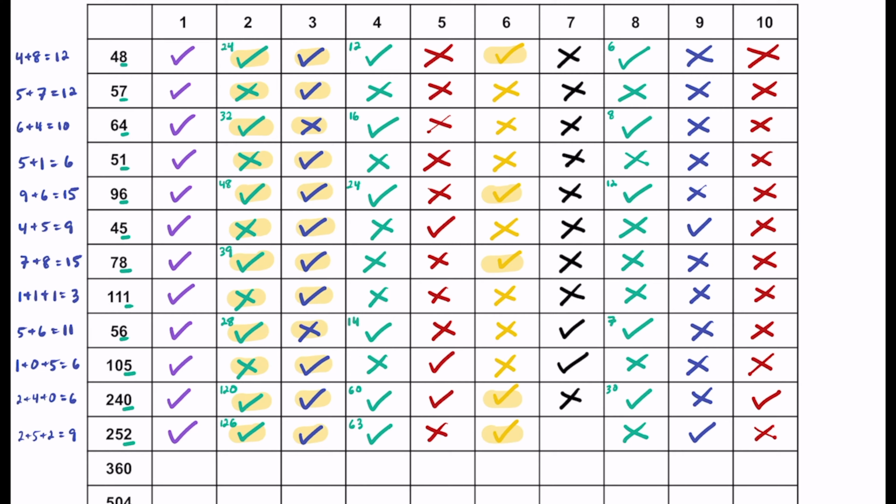Now for 7, what are we going to do? We're going to double the 2. So 2 times 2 is 4. 25 minus the 4 is going to be 21. Now 21 is a multiple of 7 because 3 times 7 is 21. So we can go ahead and say yes to the 7 here.